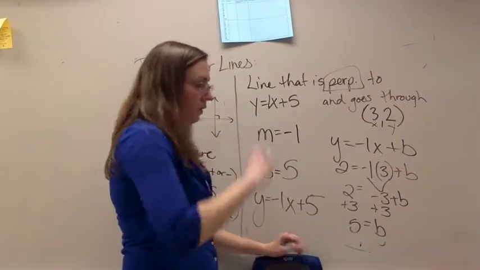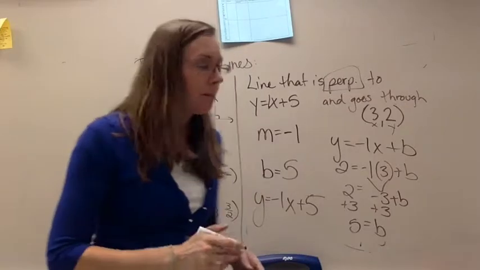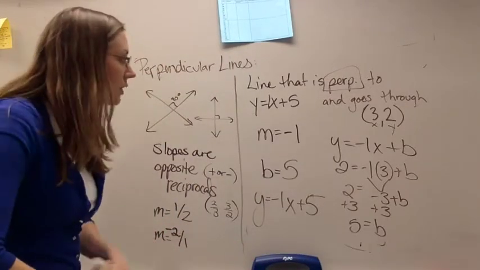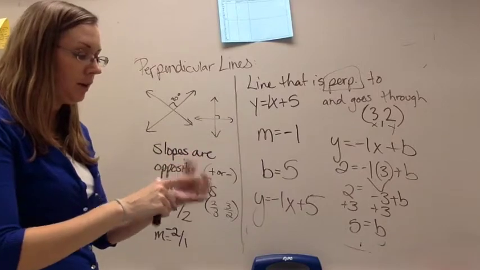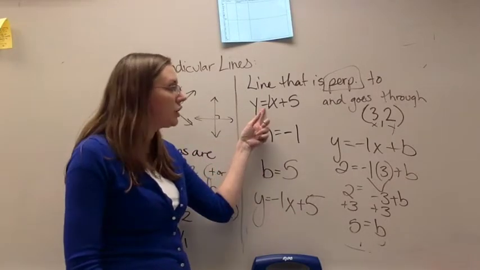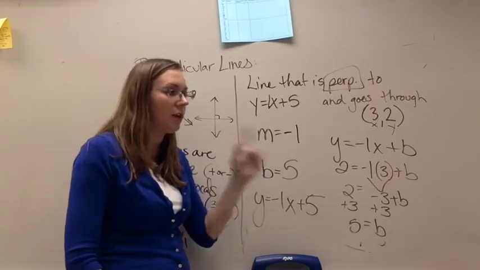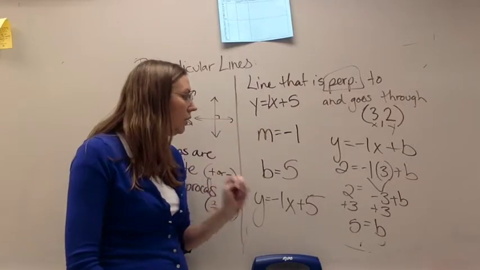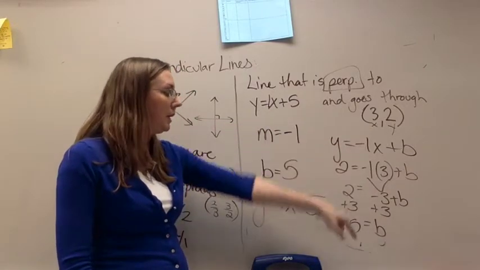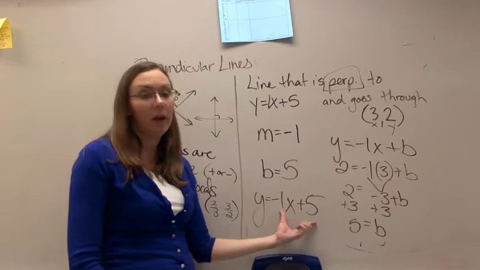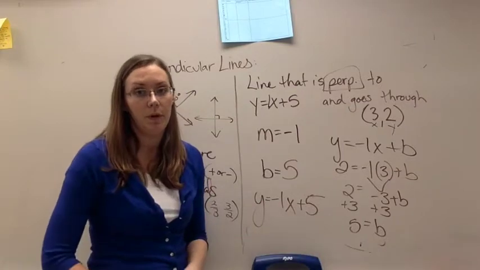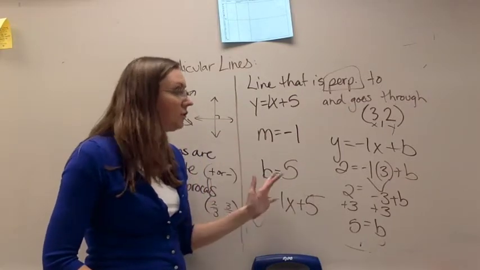Okay. Quick recap of our steps for perpendicular. I always need my m, I always need my b. To find my m, I look at the equation they gave me, I flip and switch, make it negative or positive, and find the reciprocal. Plug in my slope, plug in a point, find my b, plug in my m and b, and I'm done. Okay? Hopefully, this is feeling okay to you.